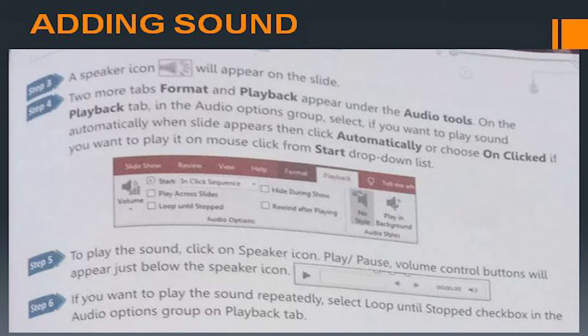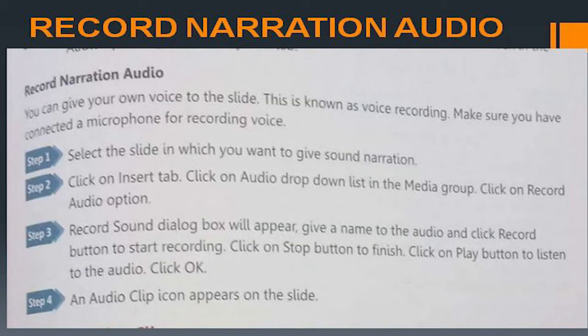If you want to play the sound, click the mouse when you start the drop down list. To play the sound, select the speaker icon, and the play or pause button will appear. If you want to play the sound repeatedly until stopped, check the loop box. Audio options will be grouped on the playback tab.